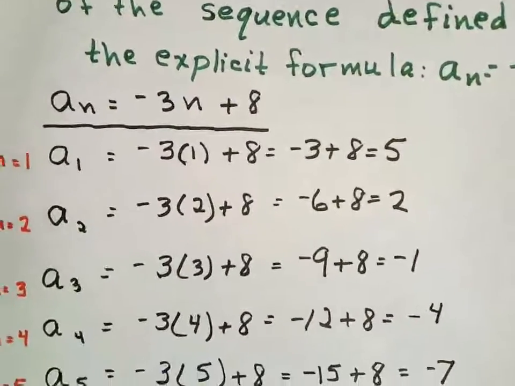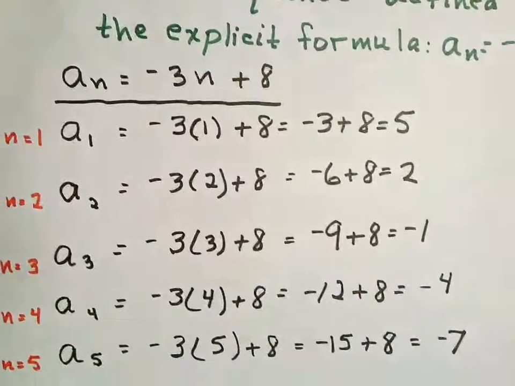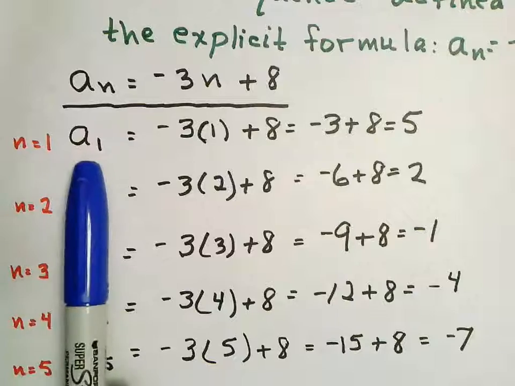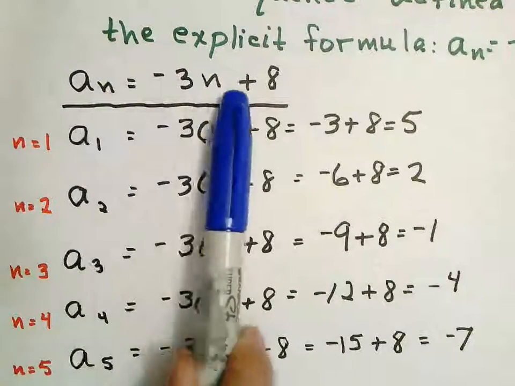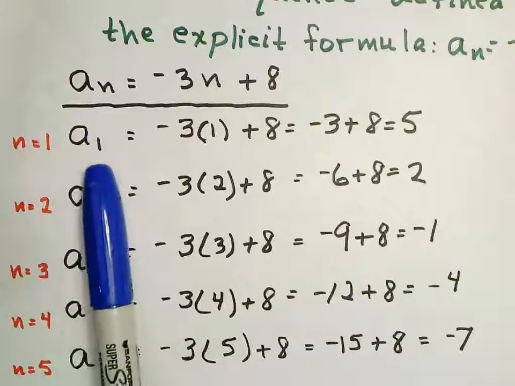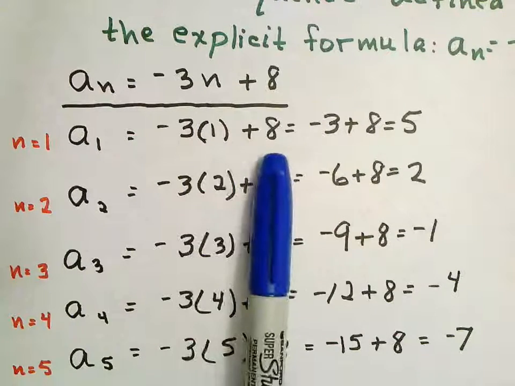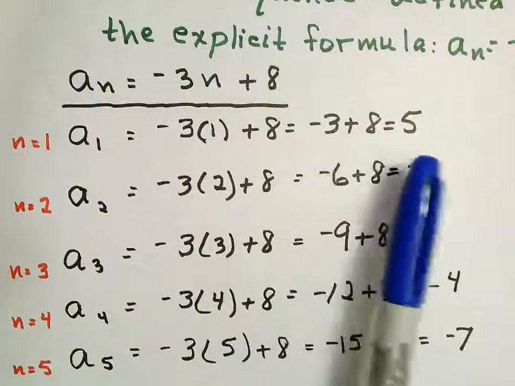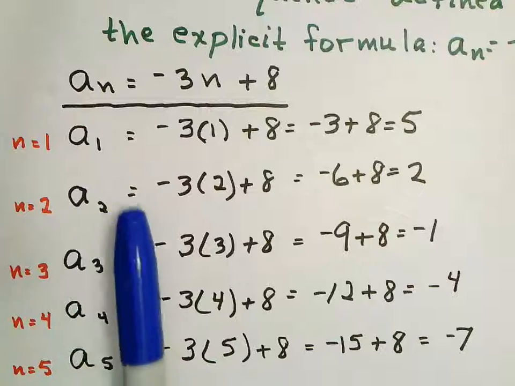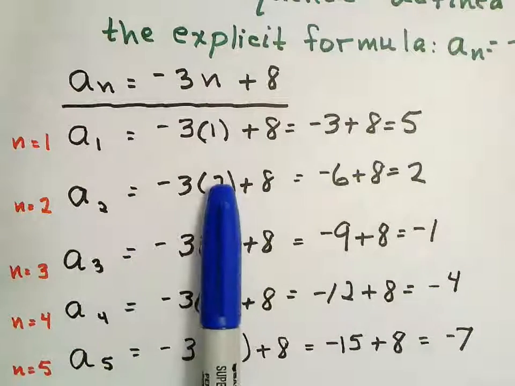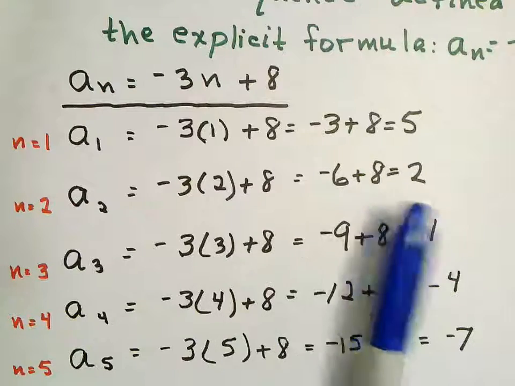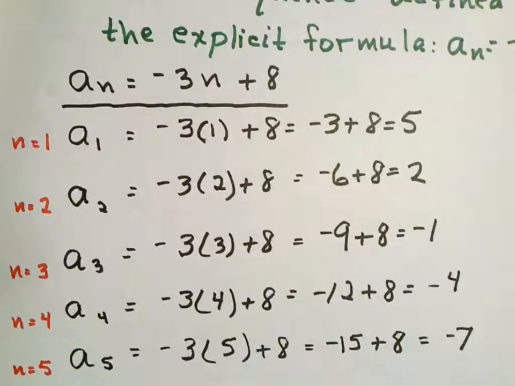So we're going to start off. We're going to let n equal 1, the first counting number, a sub 1. This n and this n are the same, so n is going to be 1 here and here. So a sub 1 equals negative 3 times 1 plus 8, which is negative 3 plus 8, which is 5. n is 2. This n is 2, this n is 2. Negative 3 times 2 plus 8, negative 6 plus 8, which is 2.